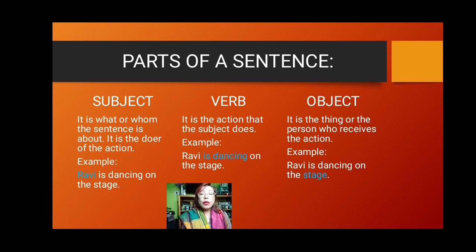stage. Now, Ravi is the subject, we know. Is dancing is the verb. What is the object? The receiver. It will be the stage, right? Yes.